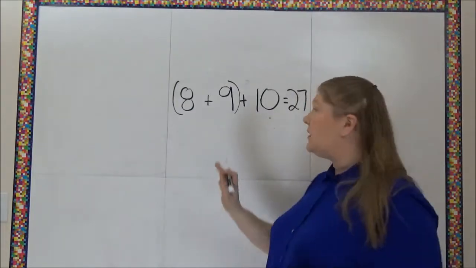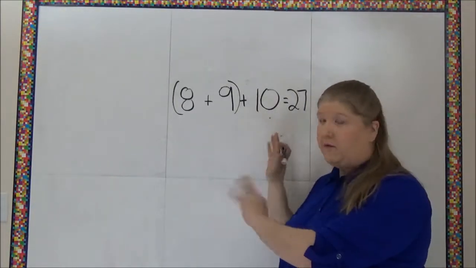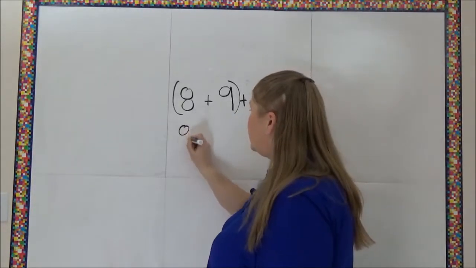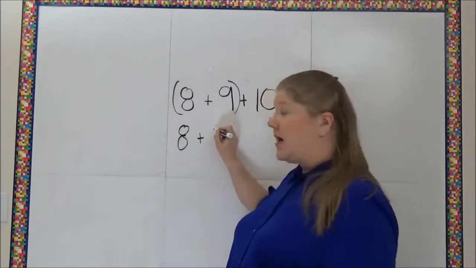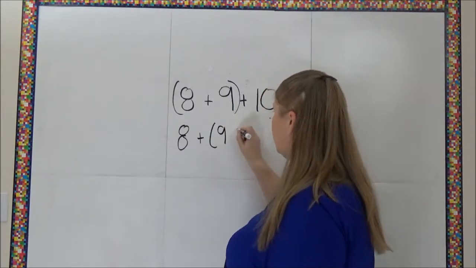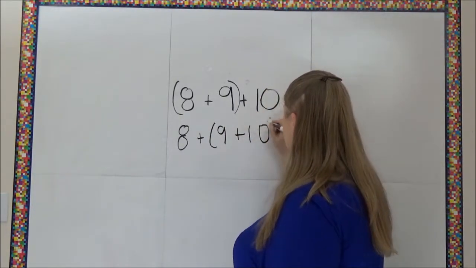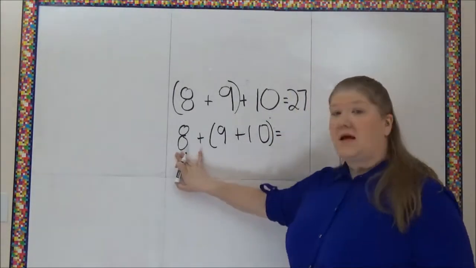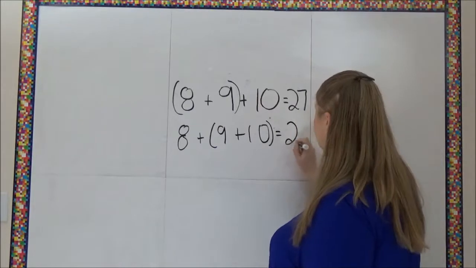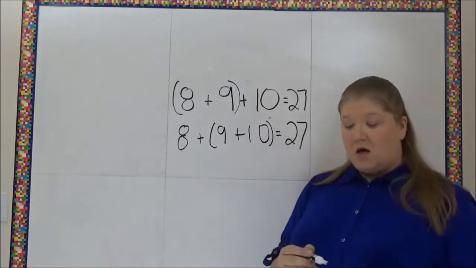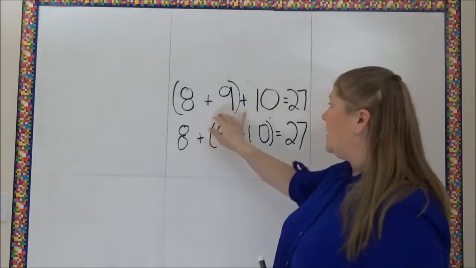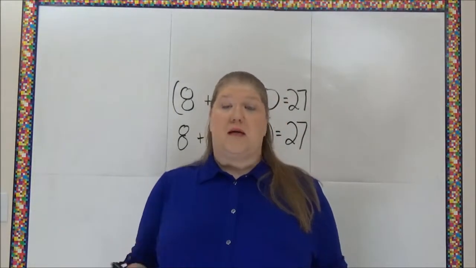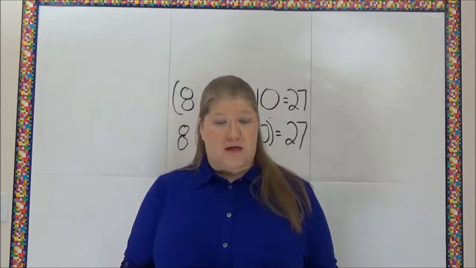Now we're going to leave the numbers in that order. We're not touching order on this one, we're just going to change the grouping. So I'm going to have 8 plus, now the new grouping, (9 plus 10). 9 plus 10 is 19, plus 8 is also 27. So when it comes to the grouping of numbers within an addition expression, we can see that the grouping doesn't matter, and that complies with the associative property.